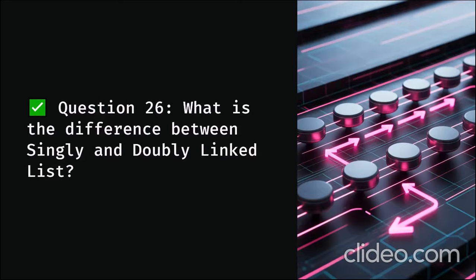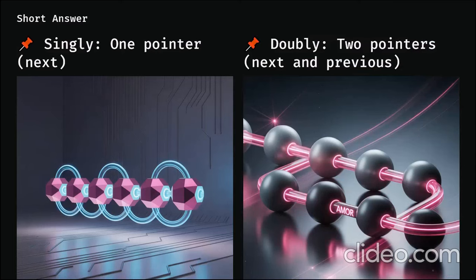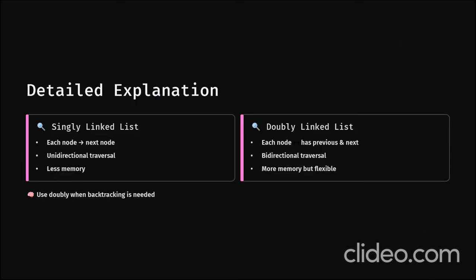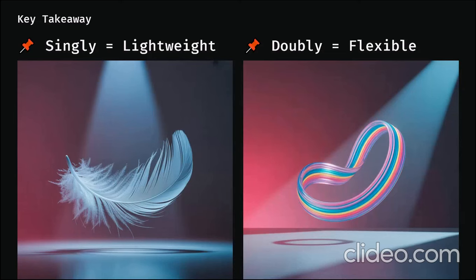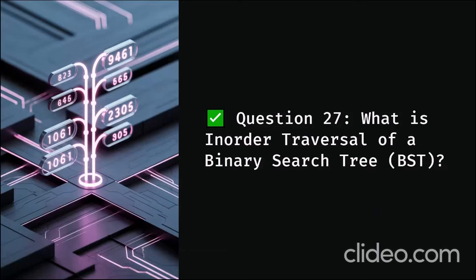So next is, what is the difference between singly and doubly linked list? Singly linked list, one pointer will be called next. In the doubly linked list, two pointers will be called next and previous. In the singly linked list, each node points to the next node. Unidirectional traversal and less memory. While in the doubly linked list, each node has a previous and next. It is a bidirectional traversal. More memory but flexible. Use doubly when backtracking is needed. So singly is lightweight while doubly is flexible.